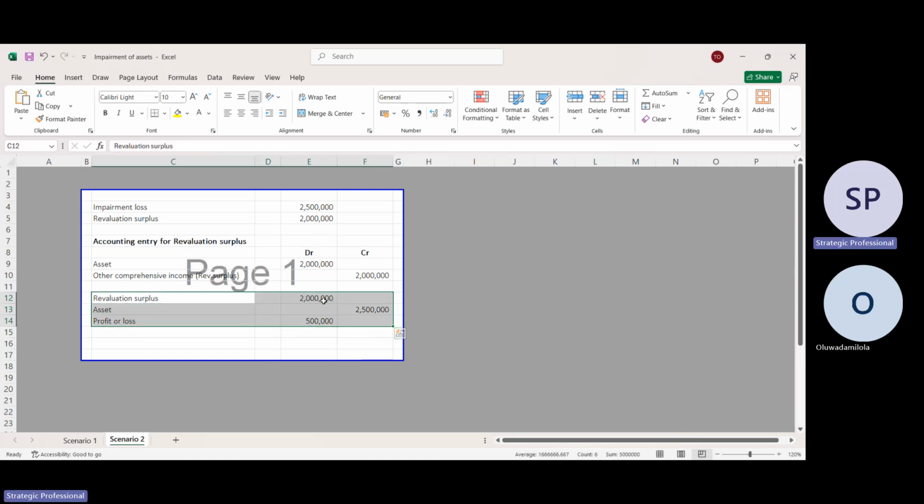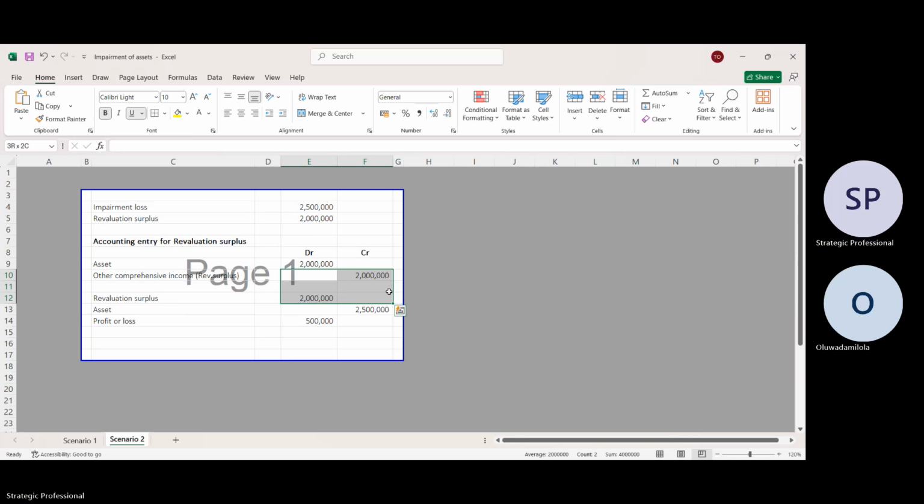So what does this mean? This effectively means that when you check the company's books, the company does not have revaluation surplus again. It means in their books, your revaluation surplus will be 0. However, they will have impairment loss in their POL of 500. Assets will be impaired by 2.5. That is what this means.